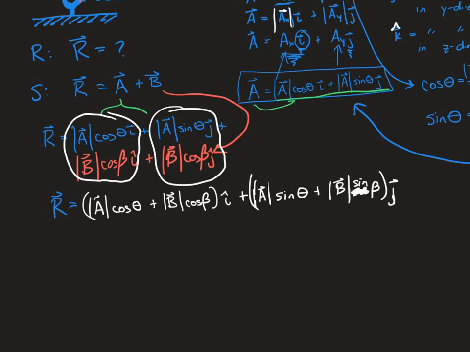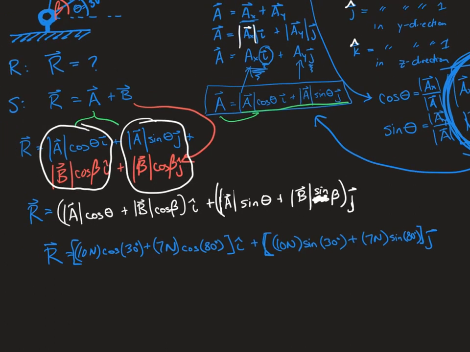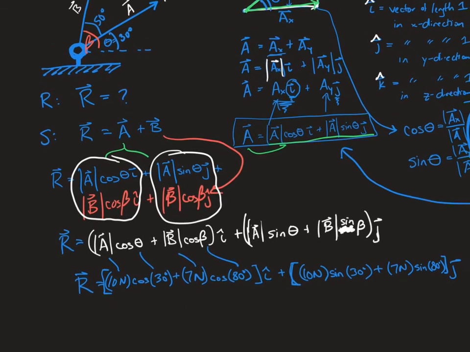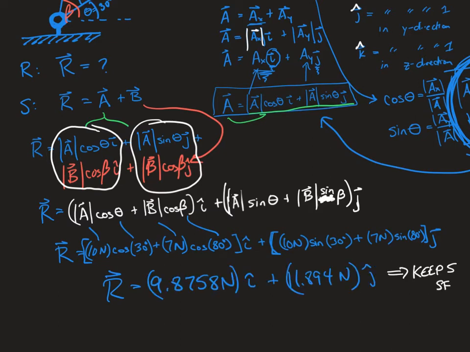Of course, it doesn't really help that our final answer is an annoying expression. So let's go ahead and plug in, and you end up with this really long expression, which is going to require some evaluation. All I've done here is plug in the numbers, noting that beta has to be measured from the horizontal in this case, so it's 80 degrees and not the given 50. If we plug all that in and solve, we get a resultant R equals 9.8758 newtons in the x direction and 11.894 newtons in the y direction.